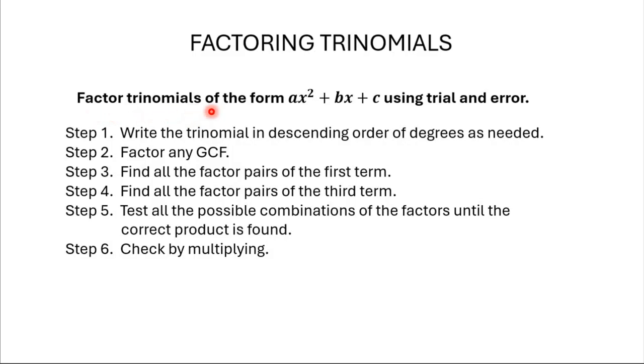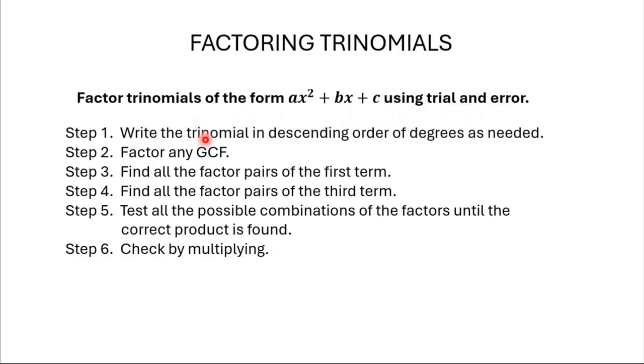So factoring trinomials of the form ax squared plus bx plus c, where a, b, and c are the coefficients and x is the variable. So this is a second degree polynomial, and we're going to use trial and error.